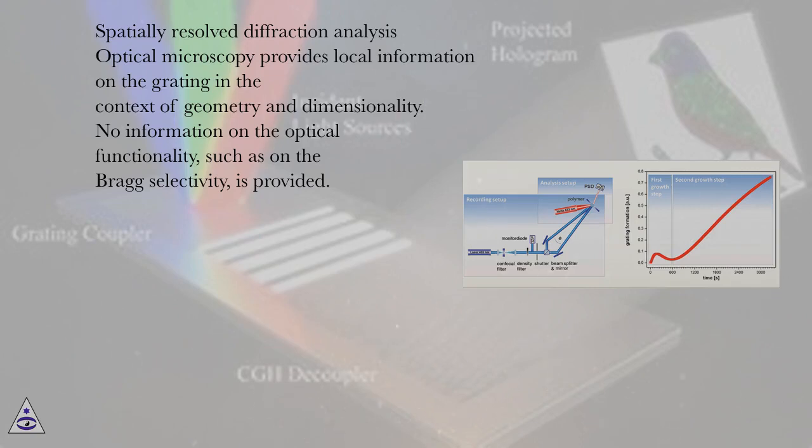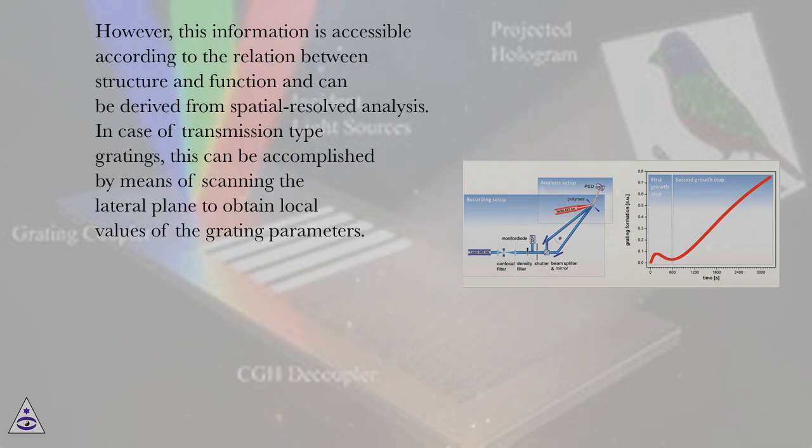Spatially resolved diffraction analysis. Optical microscopy provides local information on the grating in the context of geometry and dimensionality. No information on the optical functionality, such as on the Bragg selectivity, is provided. However, this information is accessible according to the relation between structure and function and can be derived from spatially resolved analysis. In case of transmission-type gratings, this can be accomplished by means of scanning the lateral plane to obtain local values of the grating parameters.